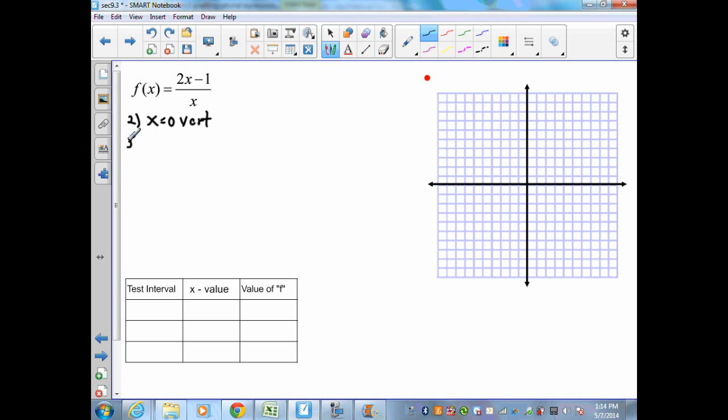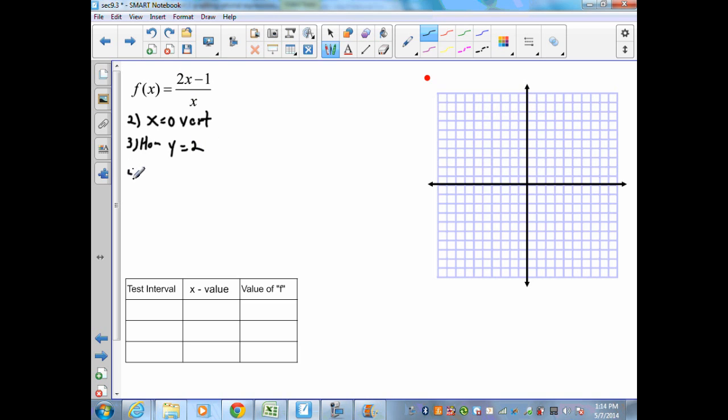Let's go to 3. I want to find my horizontal asymptote, and I can see that the degree of my numerator and denominator are equal. Therefore, the value of my horizontal asymptote is going to be y equals the coefficient of the largest degree in the numerator over the coefficient of the largest degree in the denominator, which is 2 over 1, or y equals 2.